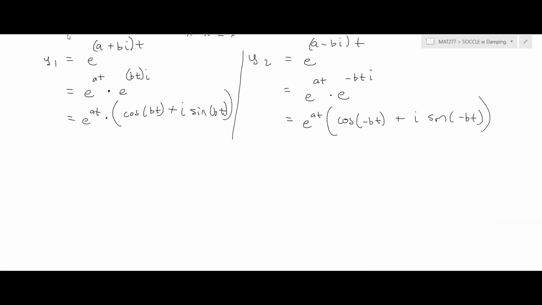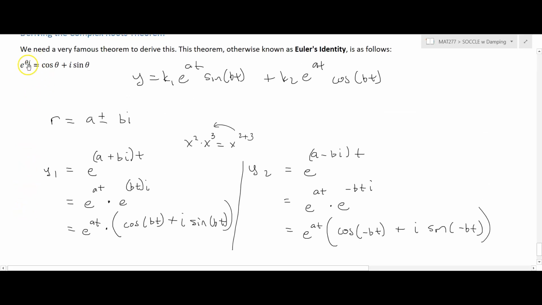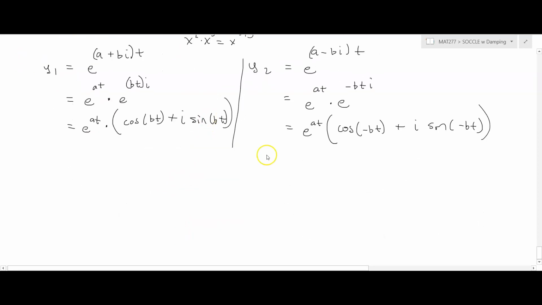Now again, they still involve imaginary roots, but at least the imaginary number is no longer in an exponent. So that's one of the advantages of Euler's identity, is it allows us to take the imaginary number and write it as a coefficient instead of as an exponent.